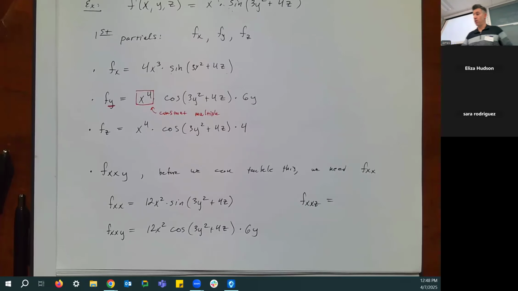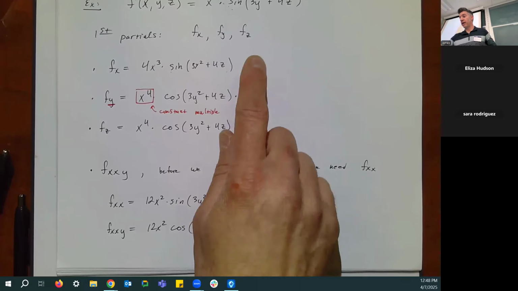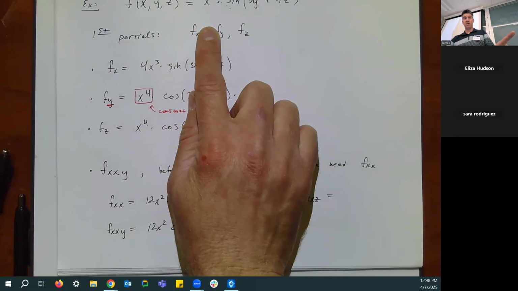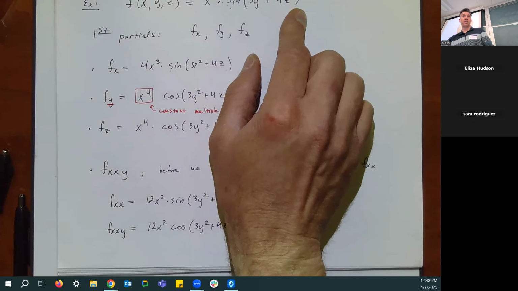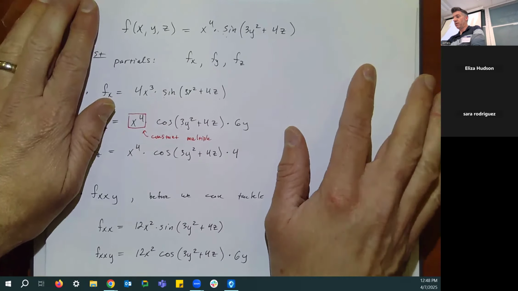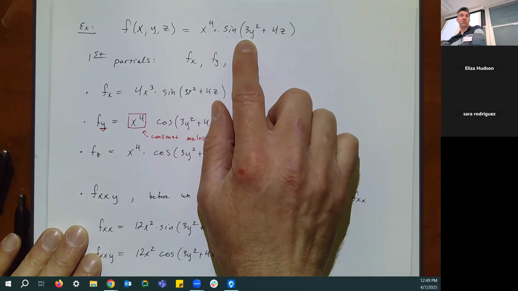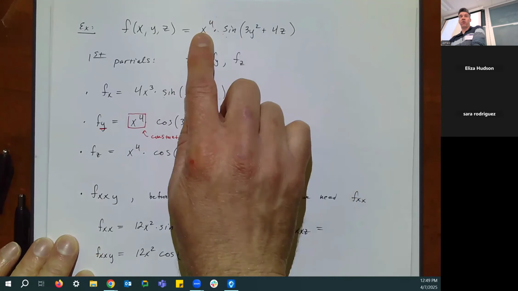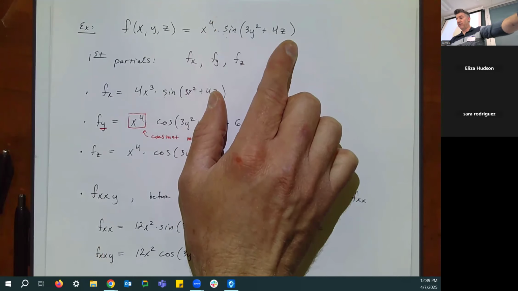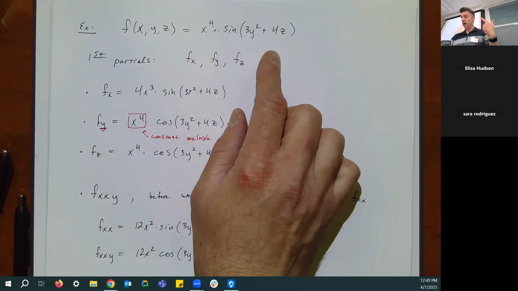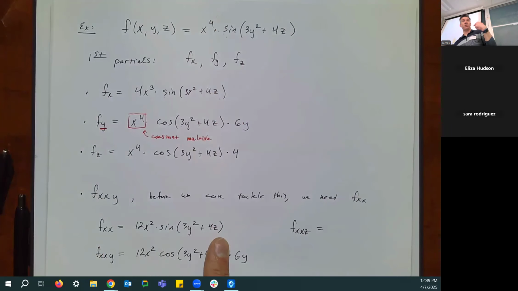So when I do fx, again, I'm only taking the derivative with respect to x, right? So as far as x is concerned, the sign of all this is a constant. I'm going to take the derivative of x to the fourth, which is 4x cubed, and then the sign of everything just stays. If I take the second derivative with respect to x, I get 12x squared, and the sign of everything just changes.